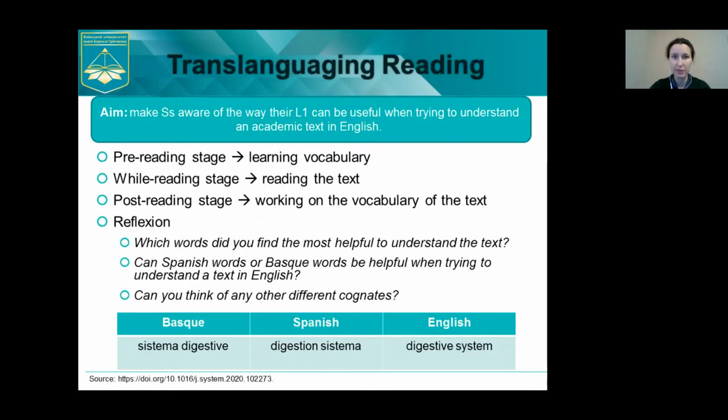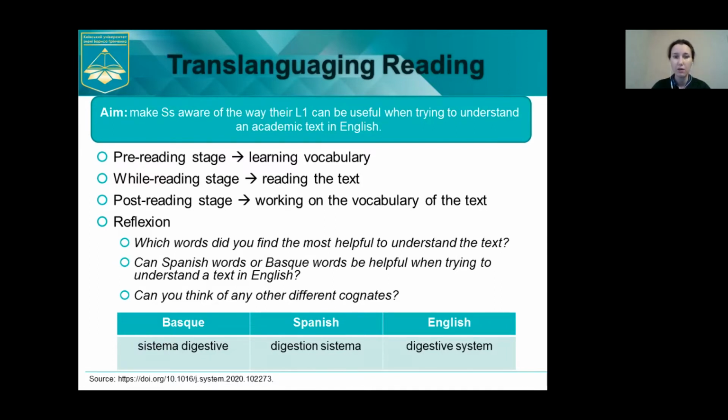Okay, the next activity is translanguaging reading. This activity aims to make students aware of the way language one can be useful when trying to understand an academic text in English. At the pre-reading stage, we are learning new vocabulary with students so that they can understand this text. In the while-reading stage, we are reading the text, and after that, in the post-reading stage, we are working on the vocabulary of the text.